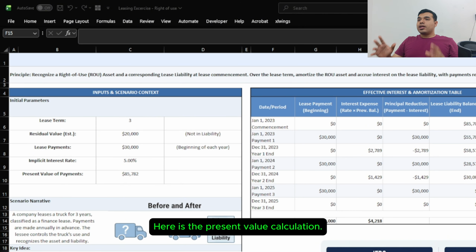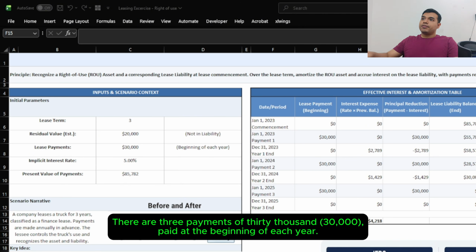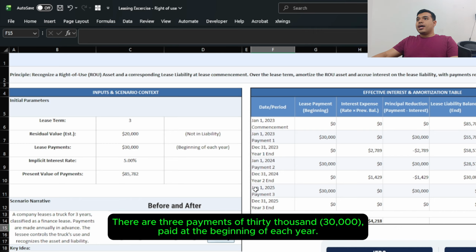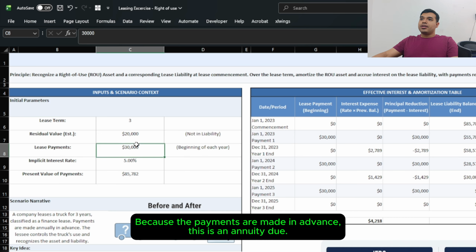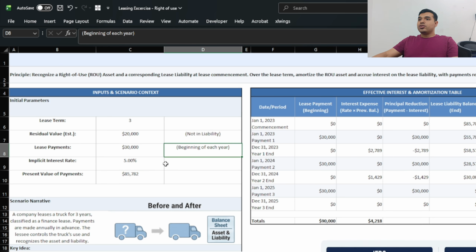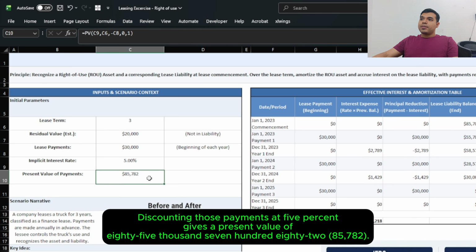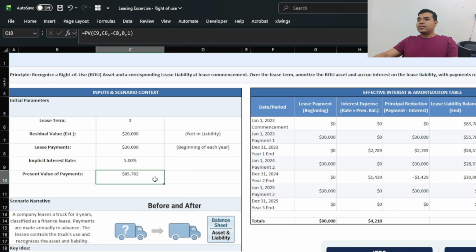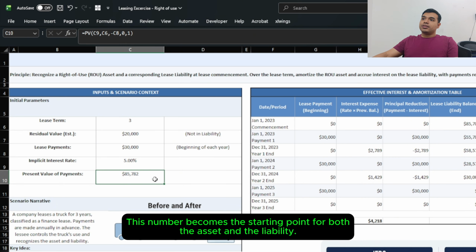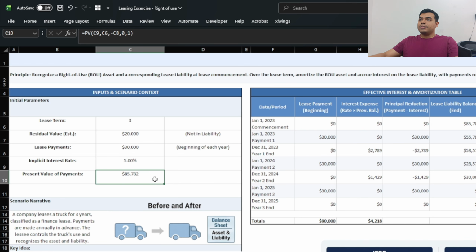Here is the present value calculation. There are three payments of $50,000 paid at the beginning of each year because the payments are made in advance. This is an annuity due. Discounting those payments at 5% gives us a present value of $85,782. This number becomes the starting point for both the asset and the liability.